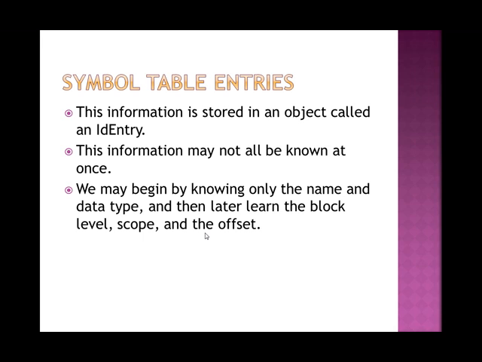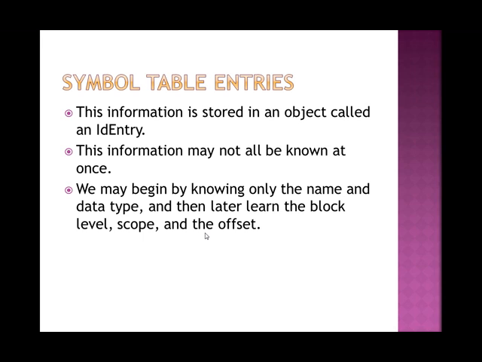This information may not all be known at once. It may not all be known at one time, but it is used every time. That's why it may not be known at once. We may begin by knowing only the name and the data type, but then later the block level, the scope and the offset.